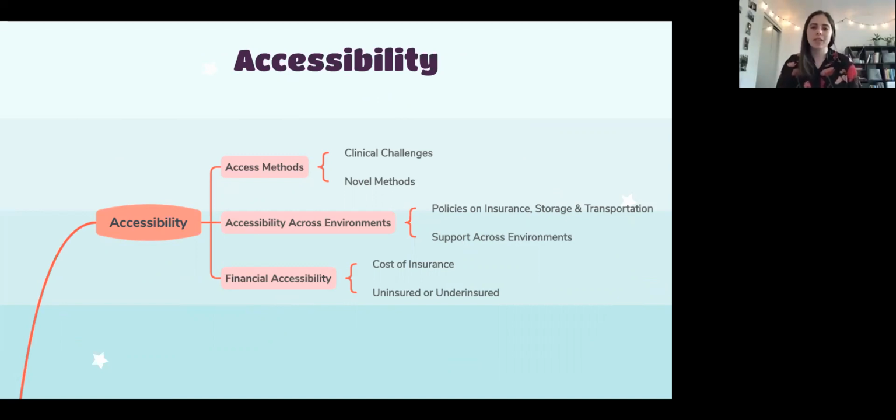So for accessibility, there were findings relating to access methods, accessibility across environments, and financial accessibility. As I'm sure many of you know, finding an independent access method for children with motor and multiple disabilities can be quite a challenge, and this was reflected within the literature. However, we did find some novel methods being developed, such as using patterns of autonomic responses or patterns of hyperkinetic movements.